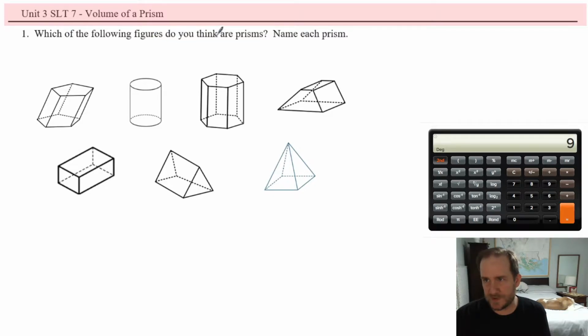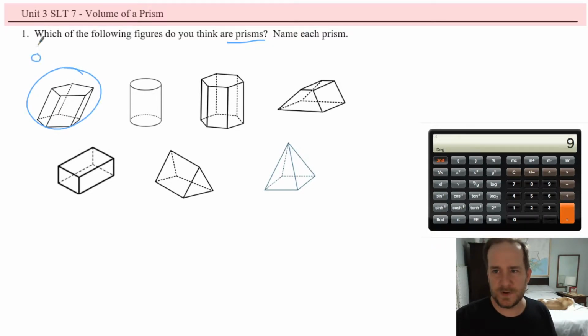It says, which of the following figures do you think are prisms? And name each prism. I mentioned in the last video that to make a prism you needed two bases that were congruent and parallel in space. So looking at this first shape, I see a base that's a pentagon, the top is a pentagon. Those pentagons look congruent to me and they look parallel. The only thing is the whole thing is slanty, but that's fine. This is still a prism. It's just one of them oblique prisms.